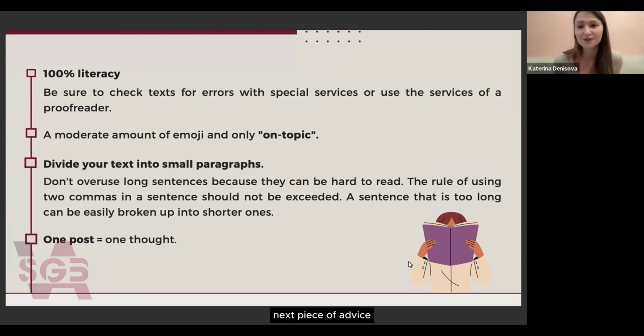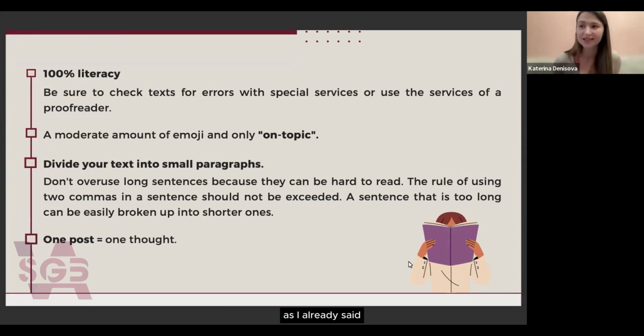Next piece of advice here is to divide your text into small paragraphs. Don't overuse long sentences because they can be hard to read. The rule is that a sentence should not contain more than 2 commas. A sentence that is too long can be easily broken up into shorter ones.